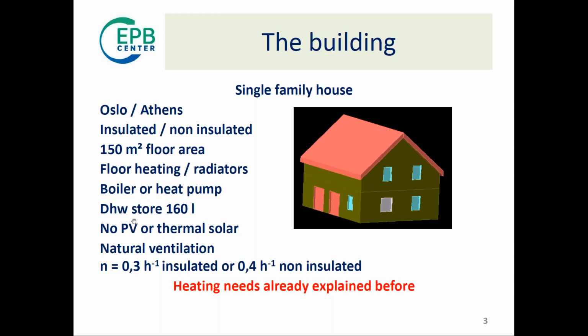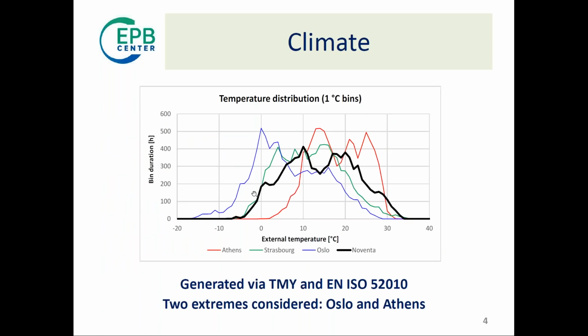I will just tell you where you can couple them eventually, possibly, and natural ventilation with 0.3 or 0.4 air exchange rate, which are reasonable for an average residential building. And heating needs have already been explained before. And what is interesting is the connection with the heating need calculation, taking into account the limitation that you might have in your heating system.